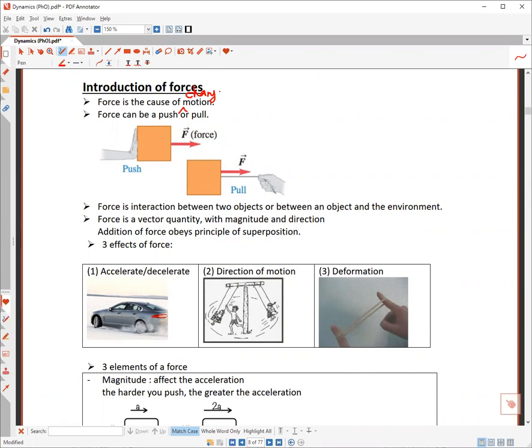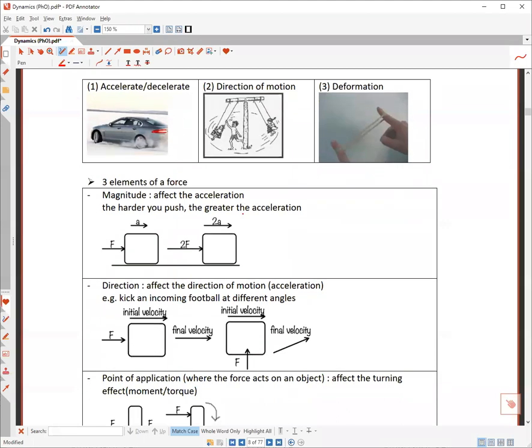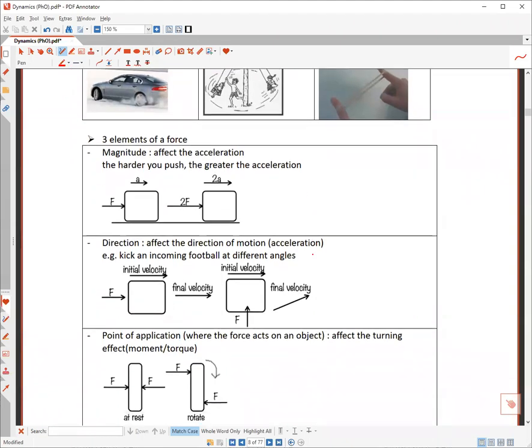The precise definition is a cause of change in motion. So it can either be a push or pull, and then the force can cause an object to accelerate or decelerate, or change the direction of motion, or to deform. I think the picture gives you the concept behind.